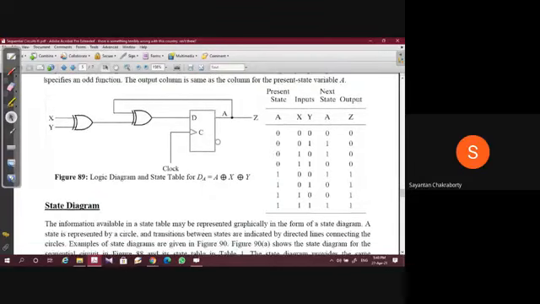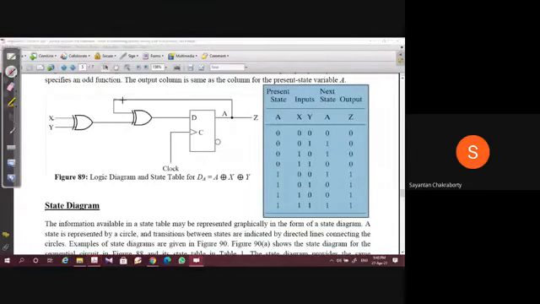This is the corresponding state table. How can it be explained? Since there is only one flip-flop, the present state will constitute only one term, A, and there will be different combinations of input. There are two inputs. So for any present state, A equal to 0 or A equal to 1, there are only two cases of present state.